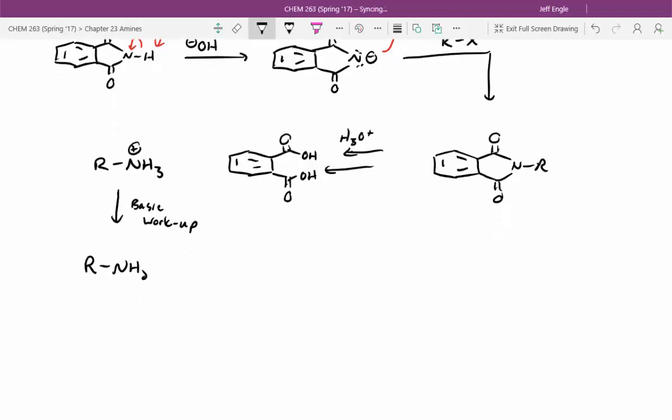Alternatively, we said the faster route is to use hydrazine. Where you get the same sort of nucleophilic acyl substitution.